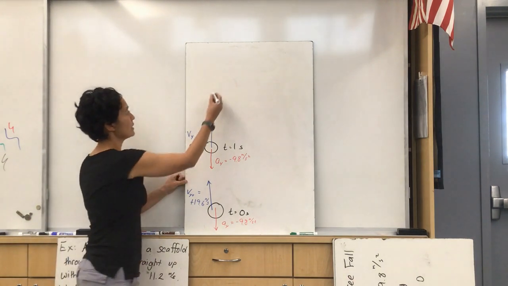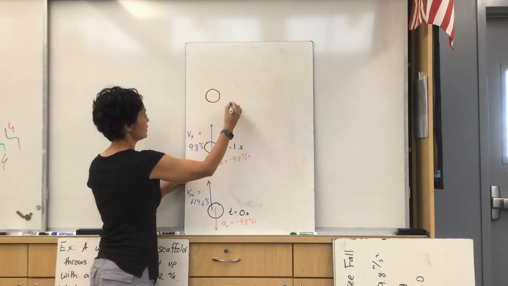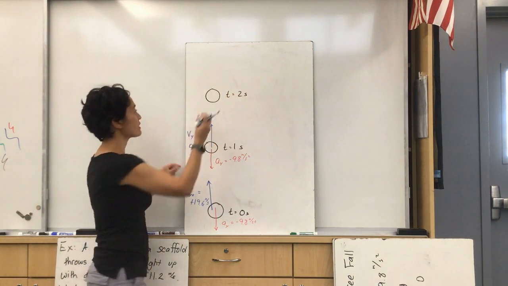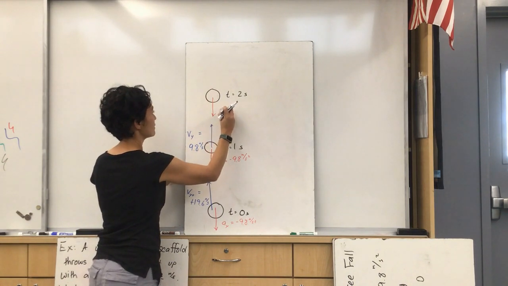Okay, another second. Ball's here. This is time equals 2 seconds now. Gravity is still negative 9.8. That hasn't changed.